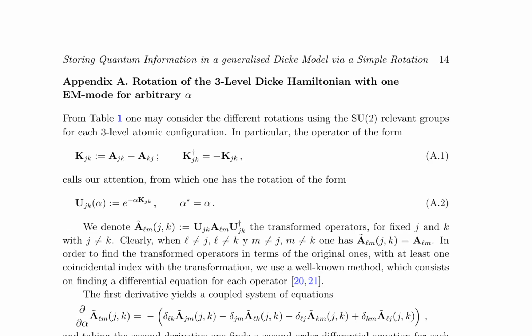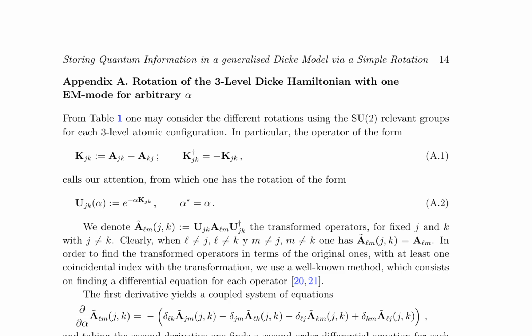The authors explore the storage of quantum information in a generalized Dicke model via a simple rotation. They focus on the rotation of the three-level Dicke Hamiltonian with one electromagnetic mode for arbitrary alpha. The rotation operator, denoted as UJK, alpha, is defined using the SU relevant groups for each three-level atomic configuration. Specifically, the operator KJK is introduced, which is a combination of the operators AJK and AKJ. The rotation UJK, alpha, is then defined as the exponential of alpha KJK.